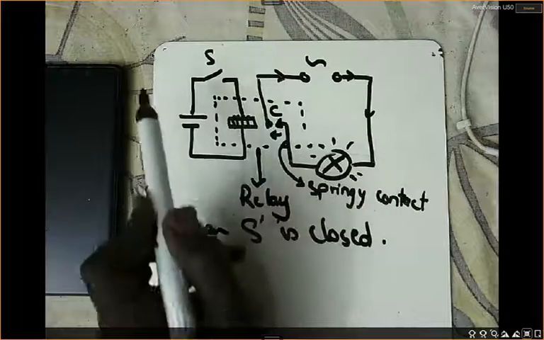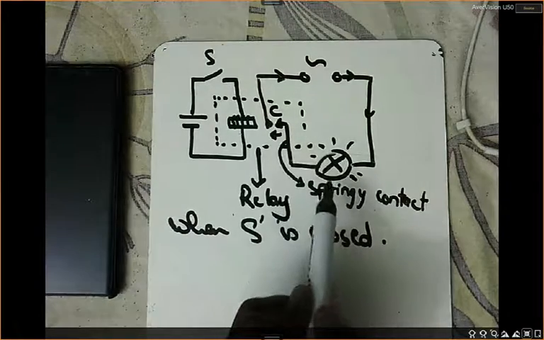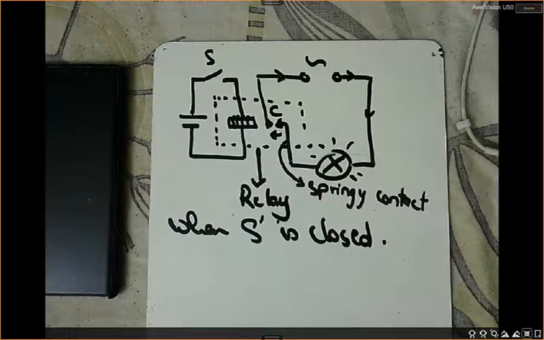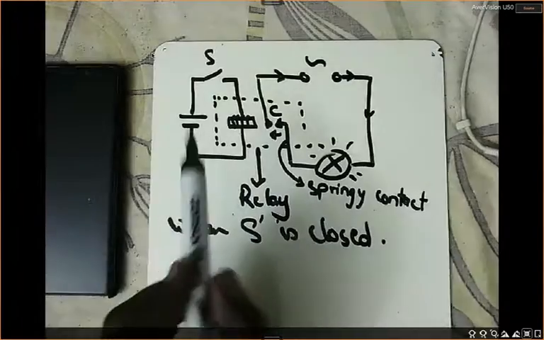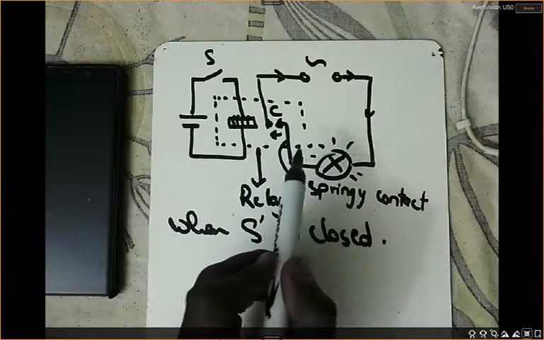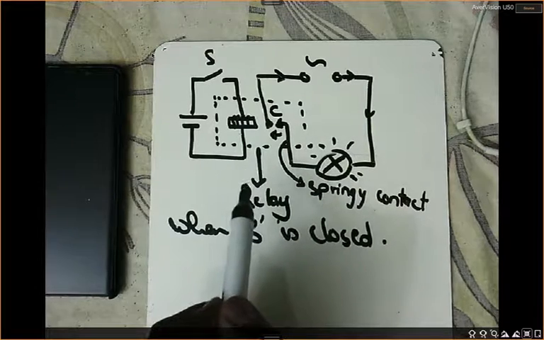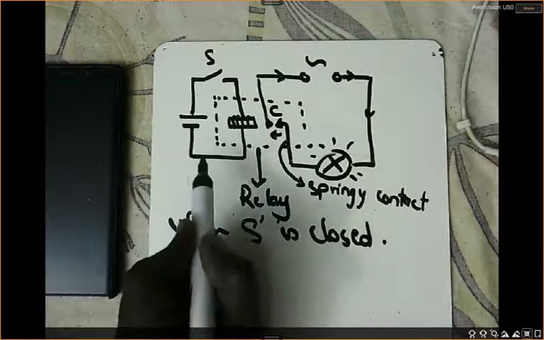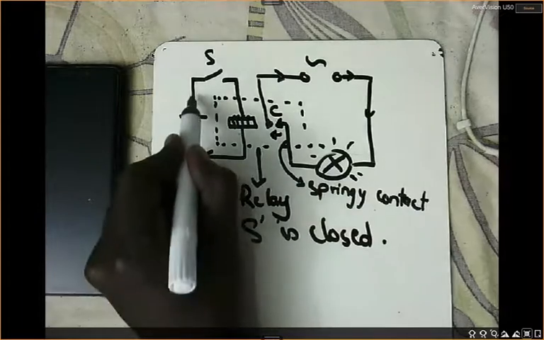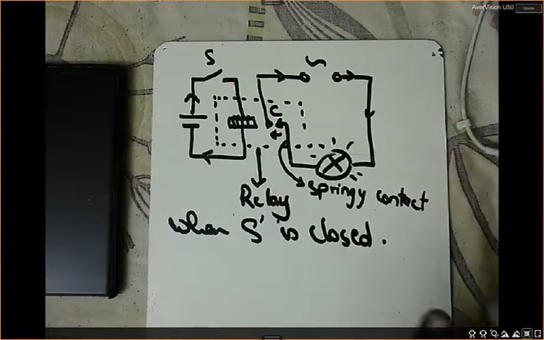When switch S is opened, the springy contact comes back to its original place and the bulb closes. This is what a relay does. A relay connects two circuits, circuit 1 and circuit 2. It connects them, but it doesn't connect them electrically, it connects them magnetically. The current in circuit 1 does not flow in circuit 2. Each circuit has its own current.